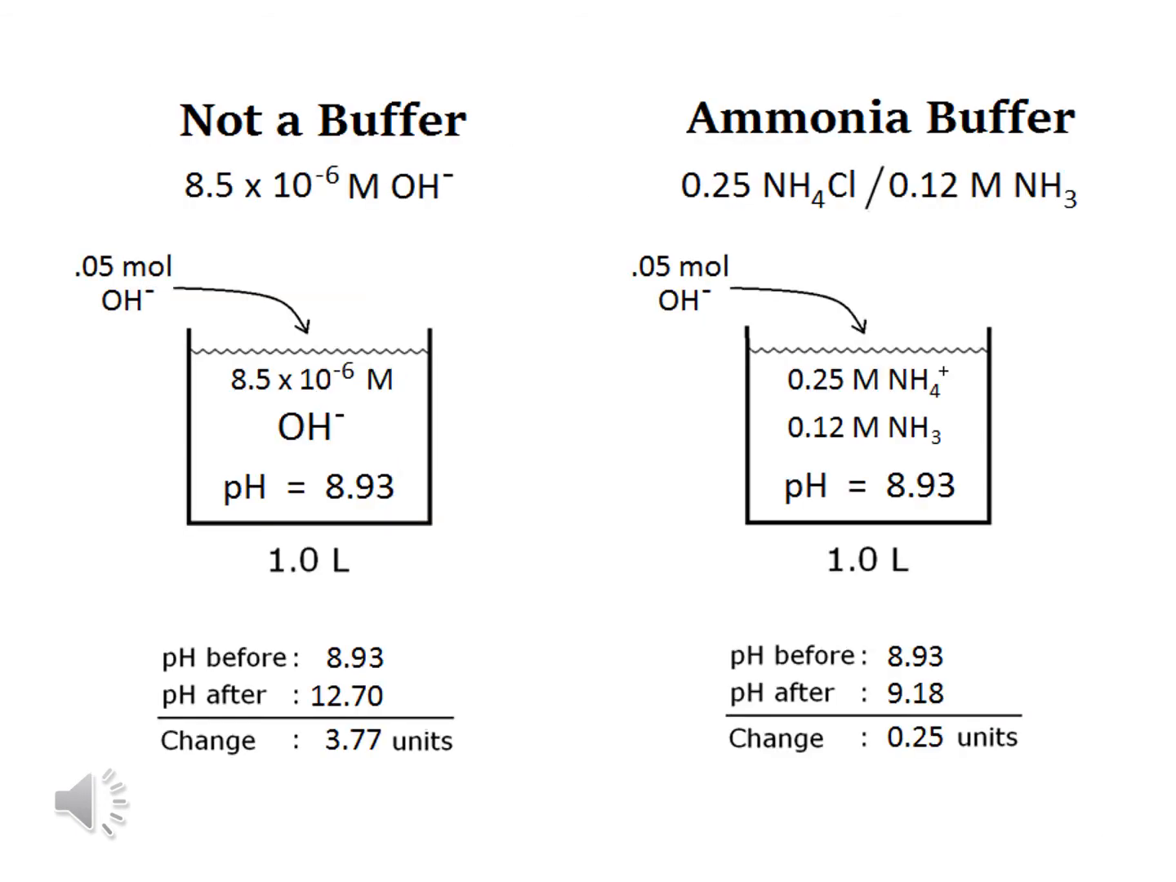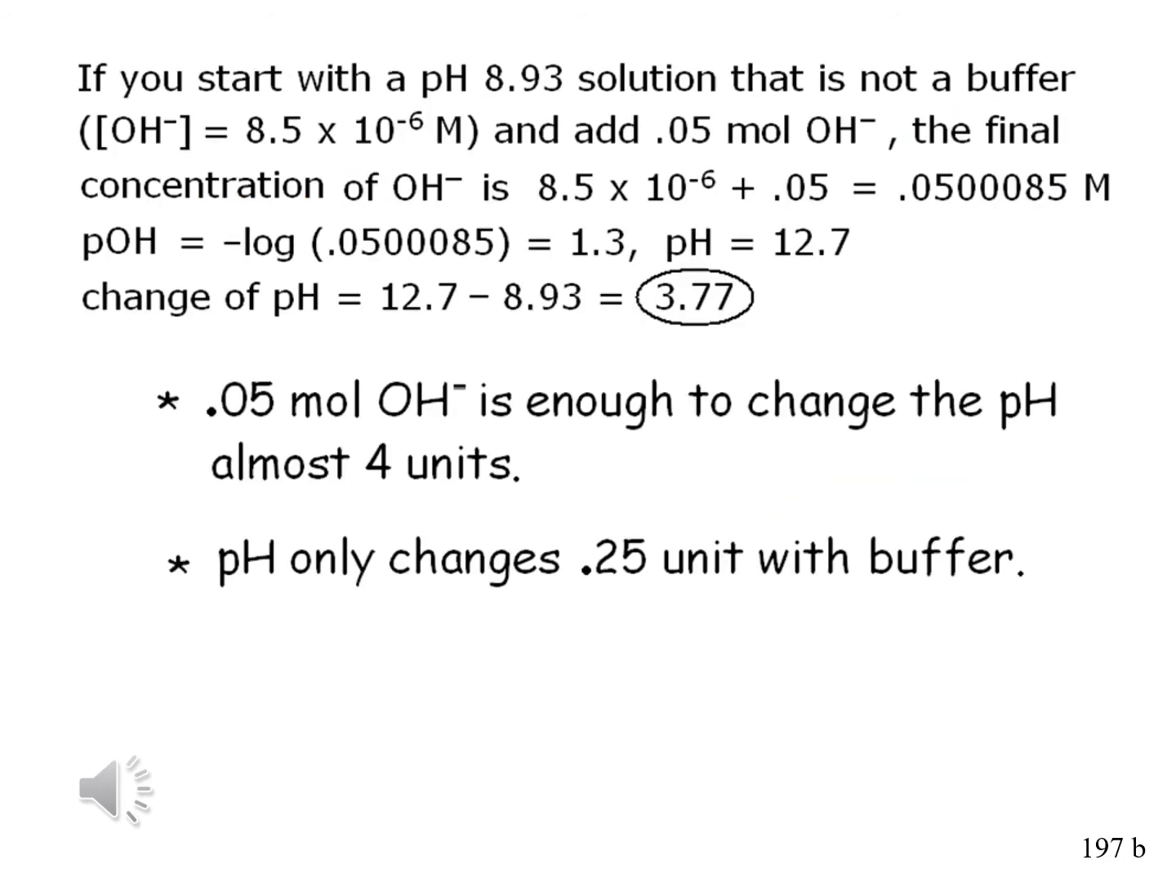So here's the summary of the problem. We took a non-buffer and a buffer at the same pH. We added the same amount of base to both. The non-buffer changed by almost 4 units, and the buffer changed by only 0.25. Another way to say that is you added enough OH to make the pH change almost 4 units, but the buffer stopped that and only let it change 0.25.